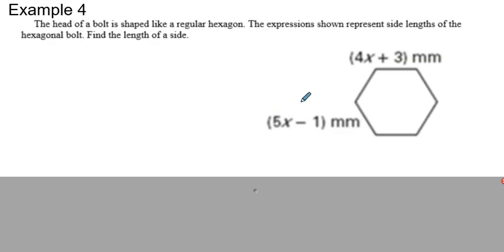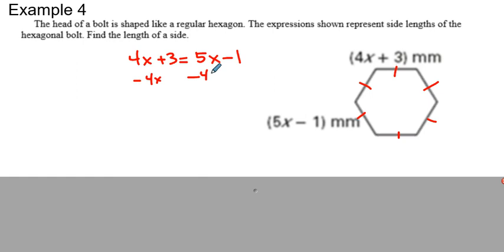Example 4 here. So now let's throw a little bit of algebra in here. We have a regular hexagon, and it says that the side lengths are as follows: 4x plus 3 and 5x minus 1. Find the length of one of the sides. Since this is a regular hexagon, we know that all the sides are congruent. We could put those marks on there. That means that 4x plus 3 has to equal 5x minus 1. So all we need to do is solve for x and plug it back in.